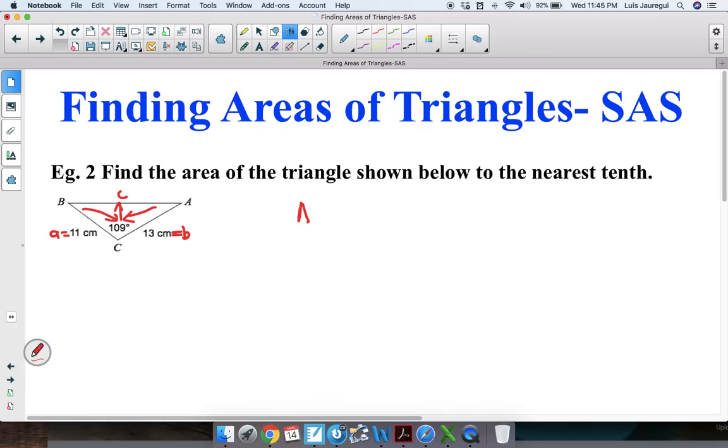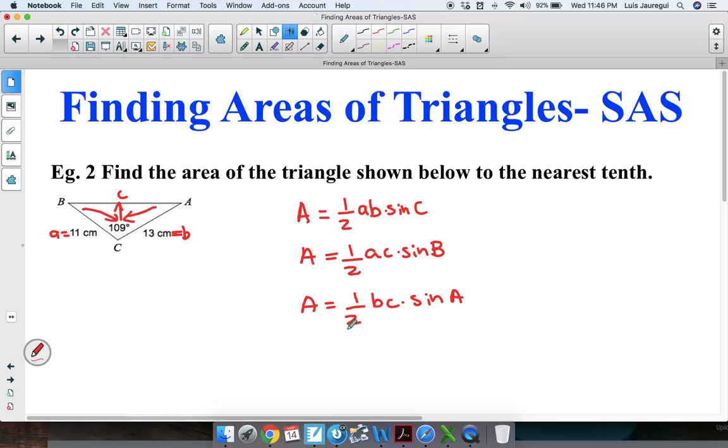One more time, we're going to be using the formula area is equal to 1/2 times AB times sine of C, or equivalently, area is equal to 1/2 times AC times sine of B, or area is equal to 1/2 BC times sine of A. So which formula to use? Well, let's determine what we know already.